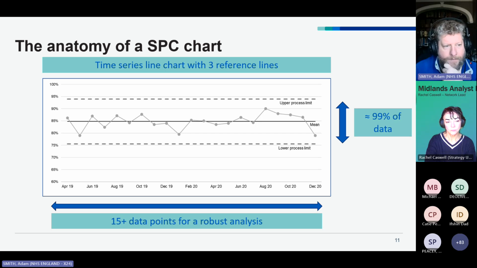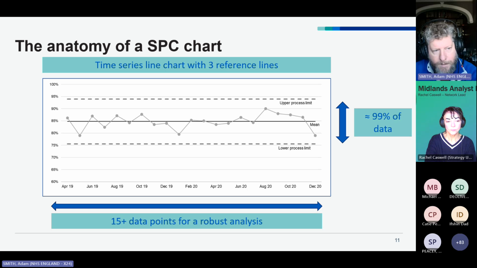Up the side, we've got our measure value. In this case, it's a percentage, but it can be a whole number integer. It can be decimals and rates. It can be decimal percentages. It can be time. It can be currency. You then plot your dots onto the line chart. So against each month, you just plot the dot at the measure value, and then you create this time series line chart. Then, as I say, what turns it into an SPC chart is these three reference lines.